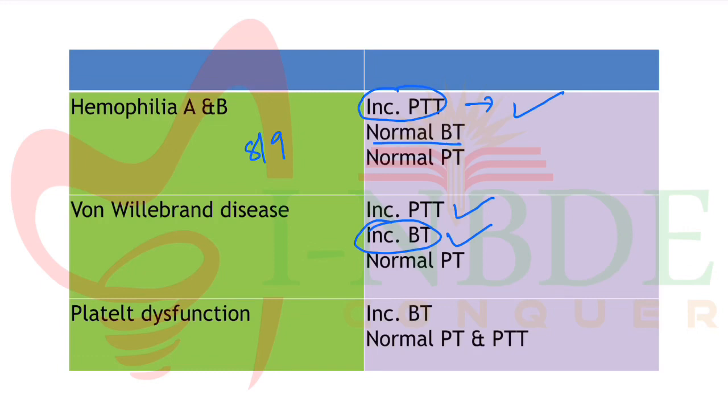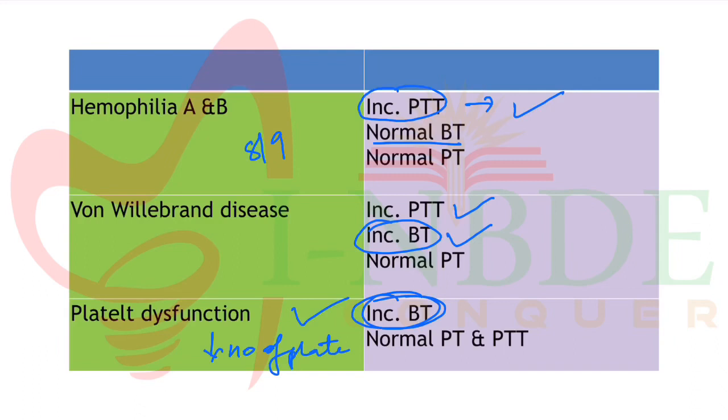And coming to platelet problems, as already discussed, whenever there is a decrease in the ability of platelet function or a decrease in the number of platelets, there will be an increase in the bleeding time, because bleeding time is mainly concerned with platelet function.